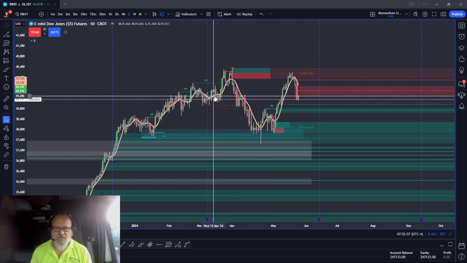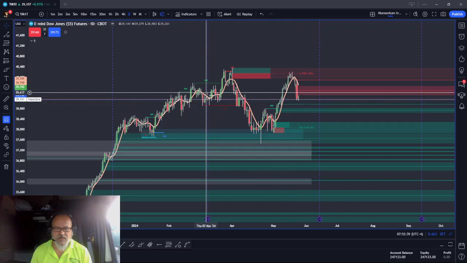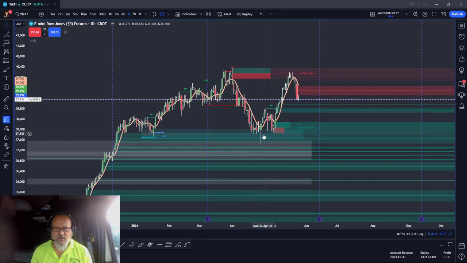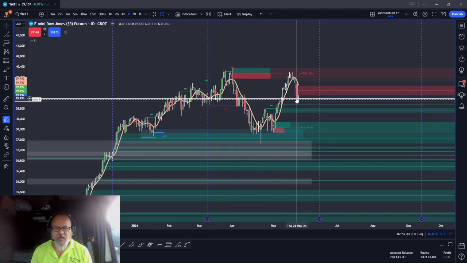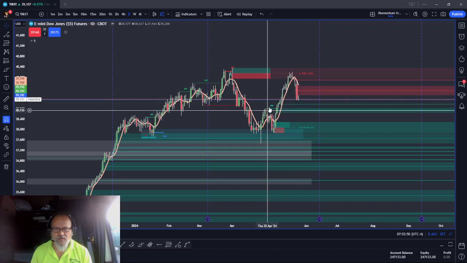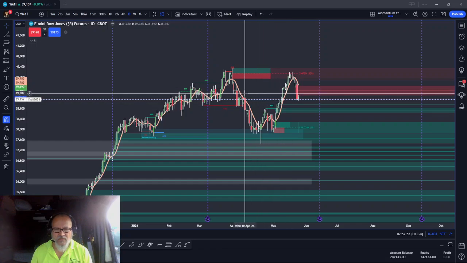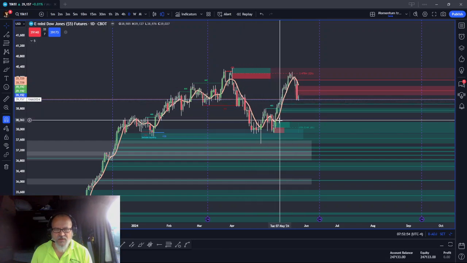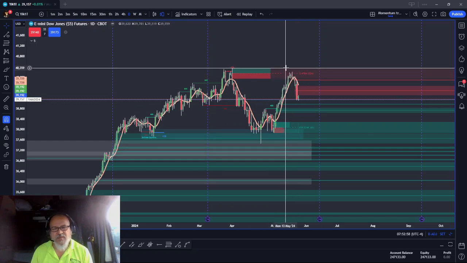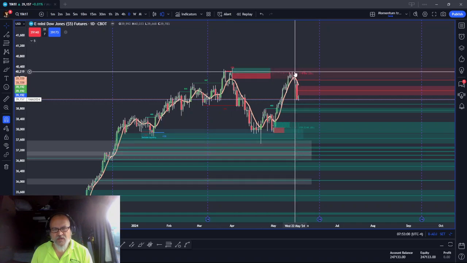Yeah, we had some liquidity. Okay, we do have some here, and then we have the lows. So if we're going to complete, that completed the buy. Didn't complete the buy. Lower high.